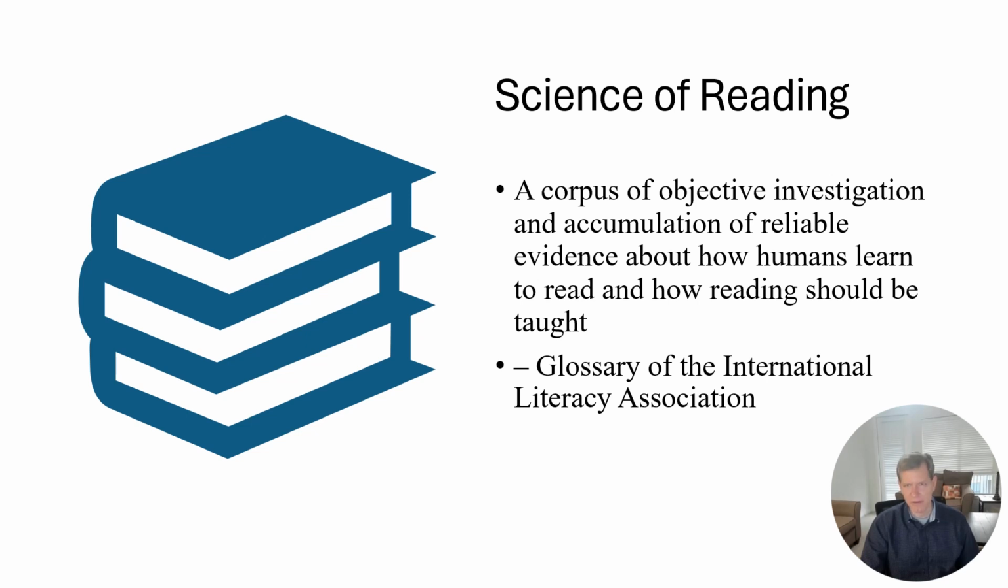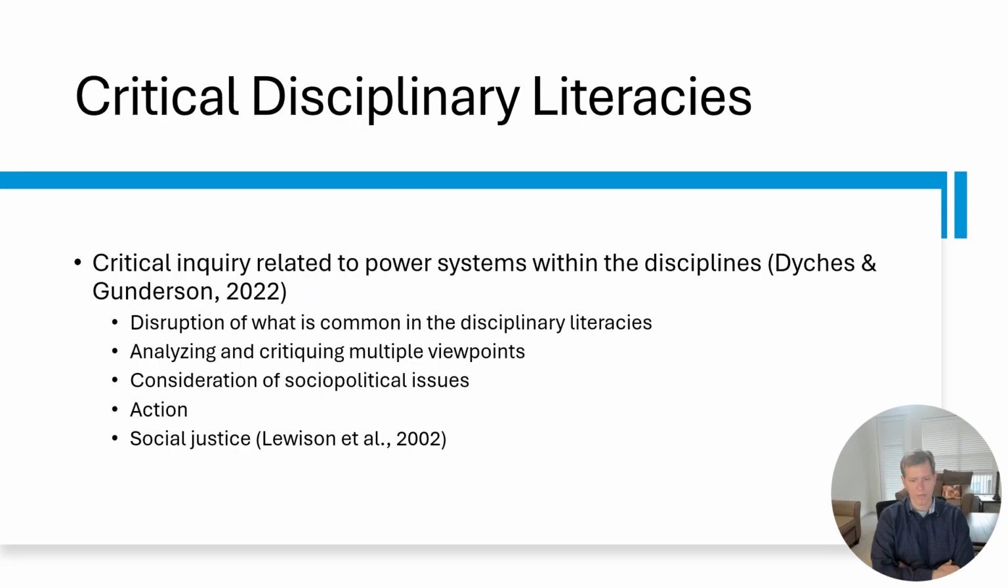Embedded within this discussion of disciplinary literacy as appropriate for English language arts will be an understanding of what the research says about how students learn to read, as well as implications for how to teach reading. In addition to the traditional ways of teaching disciplinary literacy, there's a sub-branch called critical disciplinary literacy that looks into how we can inquire into meaning making about power systems within the disciplines, and in this case within English language arts. This gets into disrupting and critiquing and analyzing what is common in English language arts, what we take for granted, and how that impacts student learning.